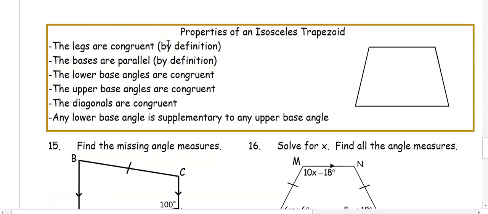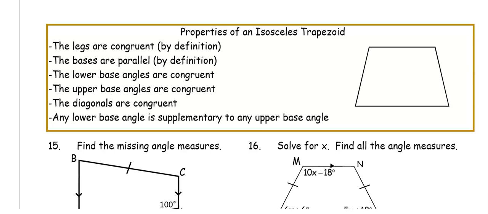Our last shape then is an isosceles trapezoid. Now, remember that we do have regular trapezoids, but their properties in a regular trapezoid aren't all that useful. All we know is that one set of bases is parallel, and we know that the angles from each base are supplementary. But an isosceles trapezoid opens up a lot more windows for us to do things.